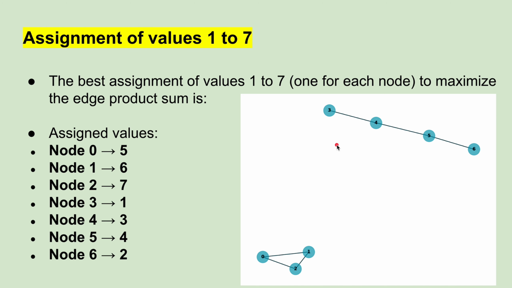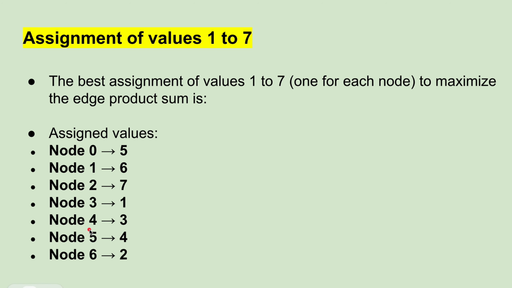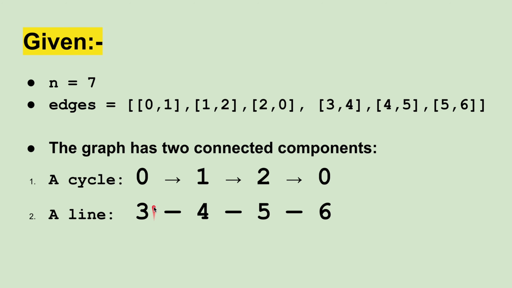And we have to maximize the edge product sum, and for that we have to assign the values. So let's suppose we have assigned node 0 to 5, 1 to 6, 2 to 7. How have we assigned this? Let's go back here. As you can see, to assign the values to the nodes we need to assign values from 1 to 7, because we have 7 nodes. We will try to assign the values in a way that maximizes the score, which is the sum of the products of the values assigned to the connected nodes.